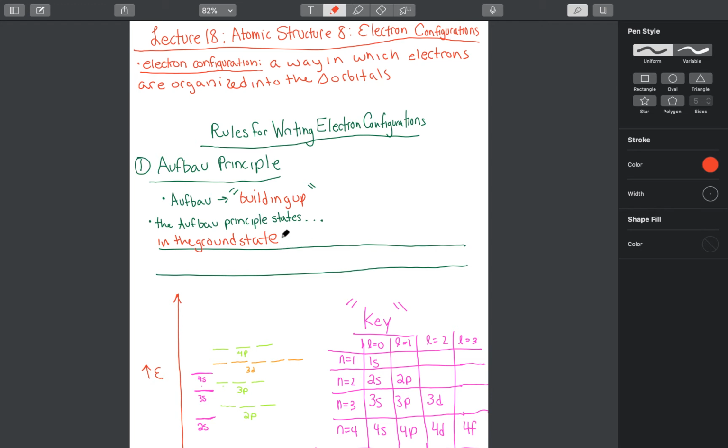In the ground state, electrons fill lower energy subshells before higher energy subshells. So the Aufbau principle states that in the ground state, electrons fill lower energy subshells before higher energy subshells.